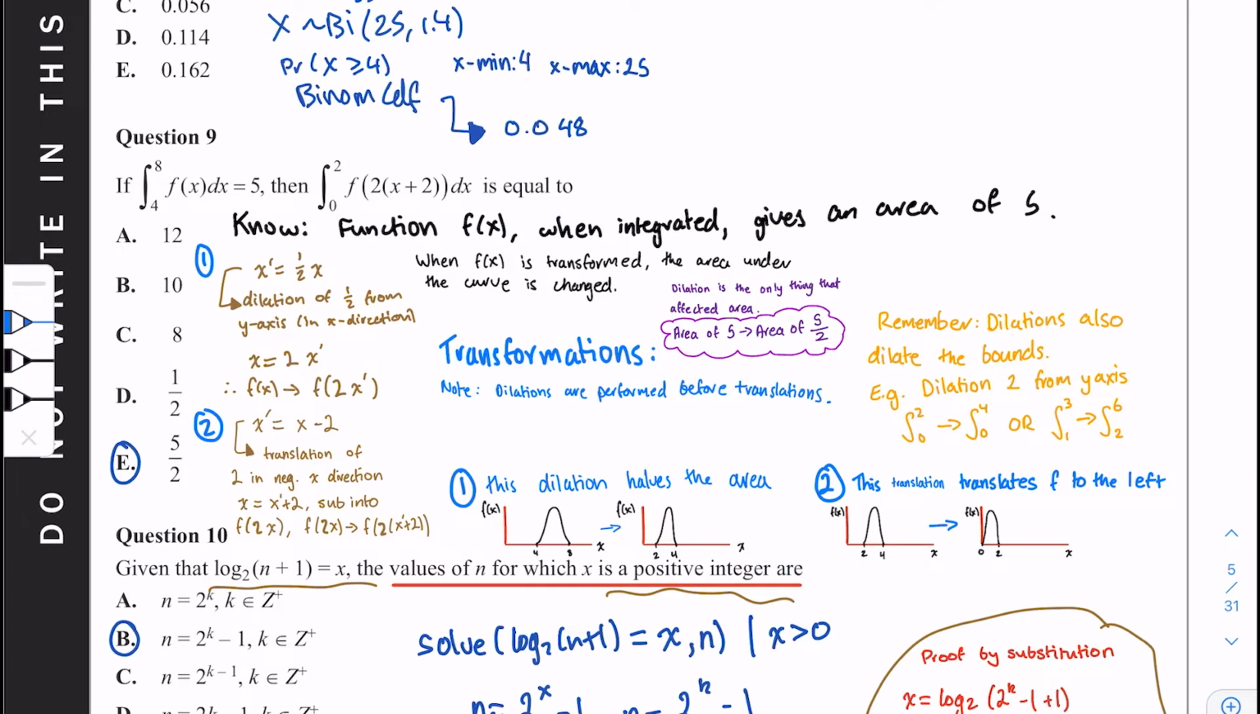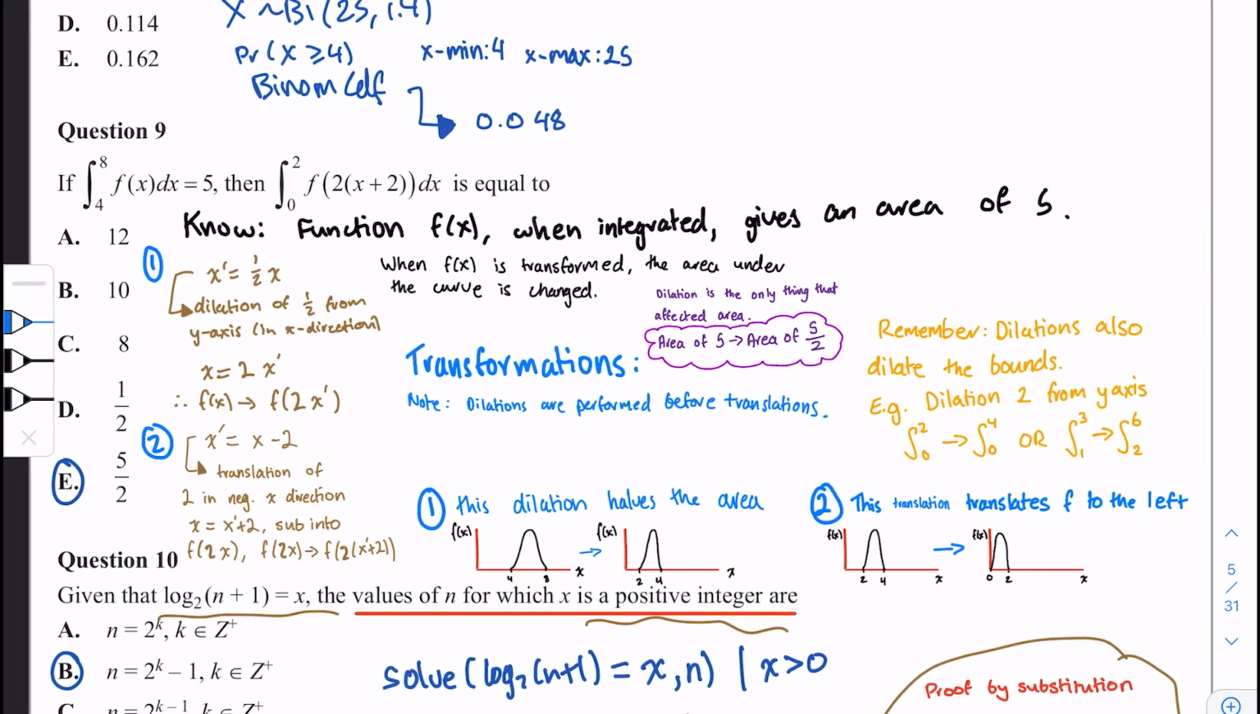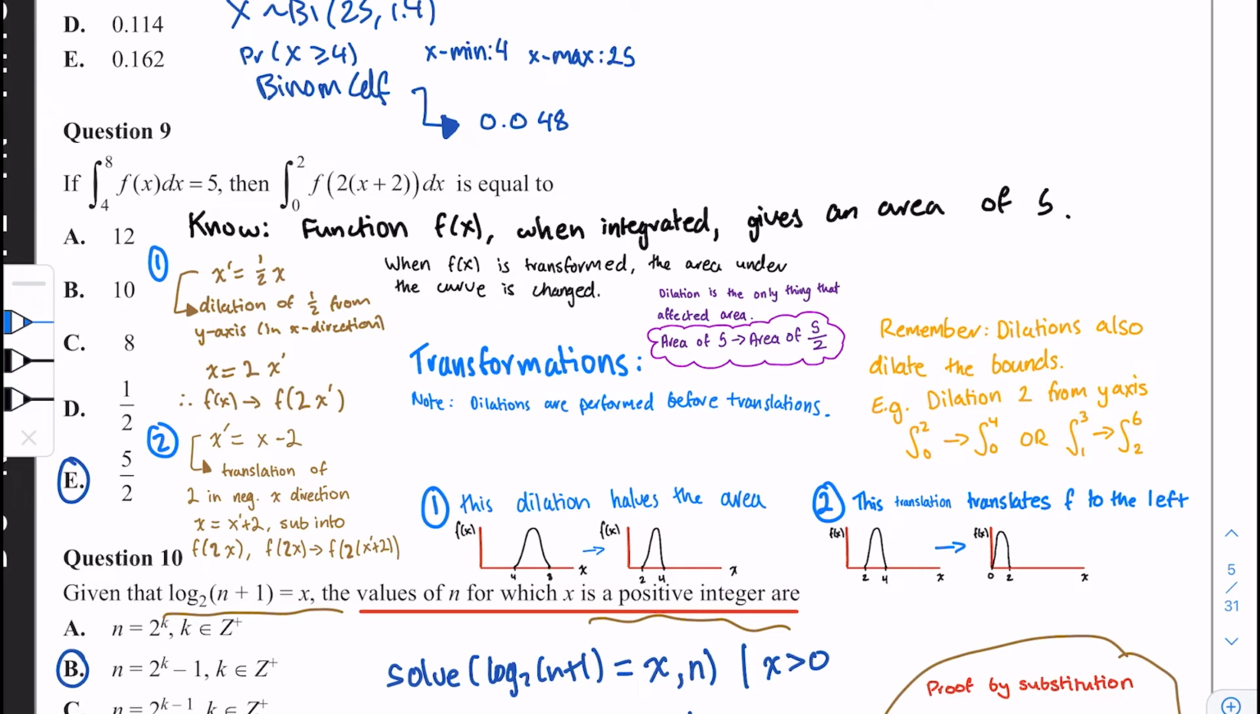Okay, question 9. This question is hard to know what to do with, but if you know what to do with it, it's pretty simple. The first thing we know is we have a function f of x, which when integrated over the interval 4 to 8 gives an area of 5. That's the area under that graph from the interval 4 to 8.